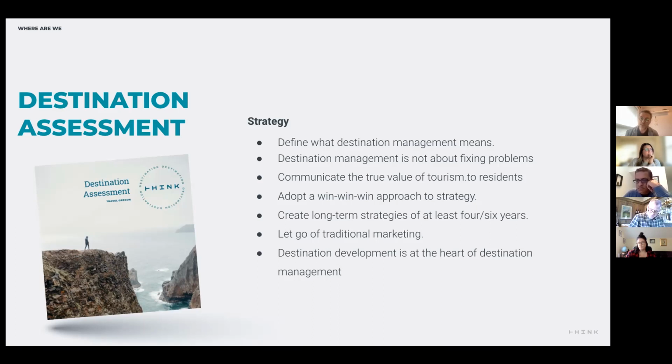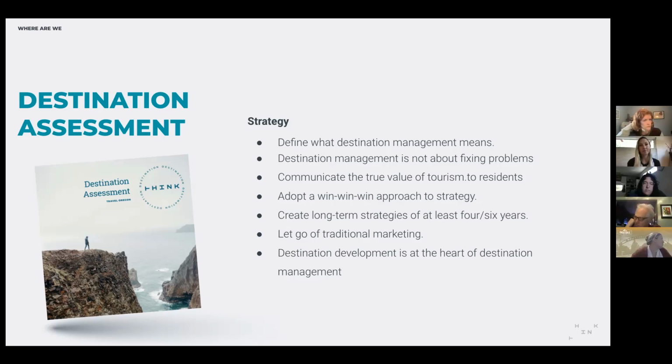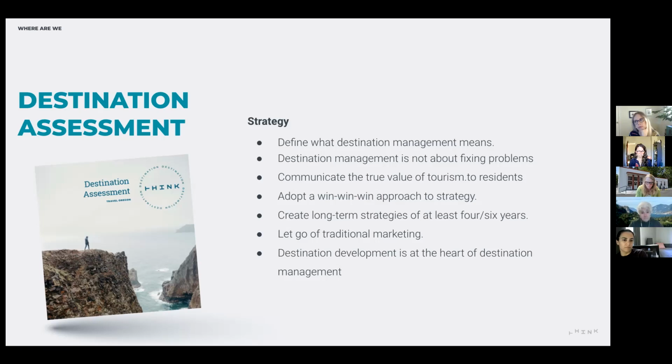Rethink how we conduct marketing. We're not necessarily saying let go of traditional marketing. We're not going to stop advertising or anything like that. But really be smart about the dollars we spend and the people that we're targeting and how we're targeting them. And then, recognizing that destination development really sits at the heart of destination management.